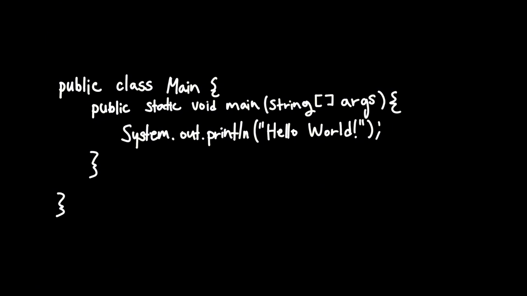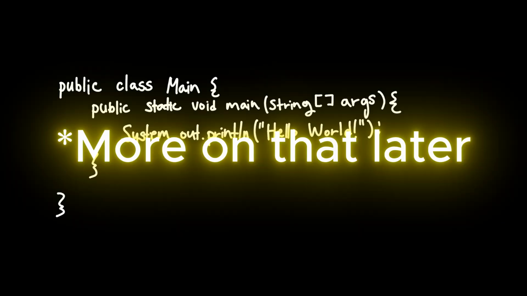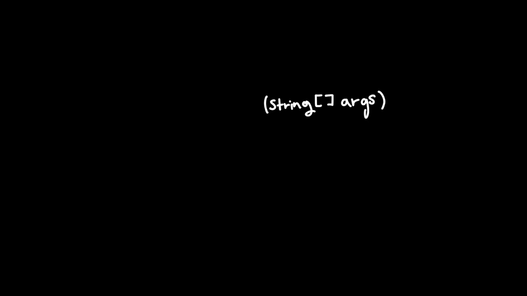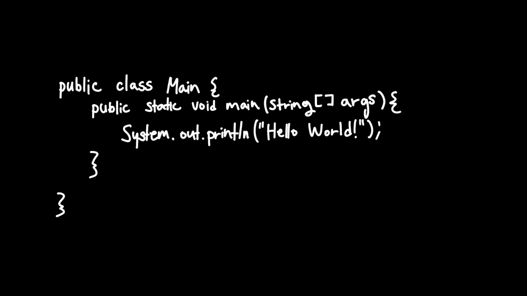Let's keep going. Public means anyone can access it. Static means it runs without needing to create an object. More on that later. Void means it doesn't return anything. Main, this is the method the JVM looks for. String array args, optional input when the program starts. Those square brackets mean this is an array, a list of strings. You don't need to worry about arrays yet. Just know that this is where inputs from the outside world can show up when the program runs.